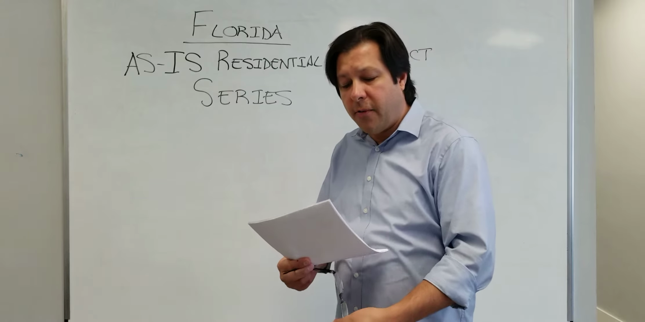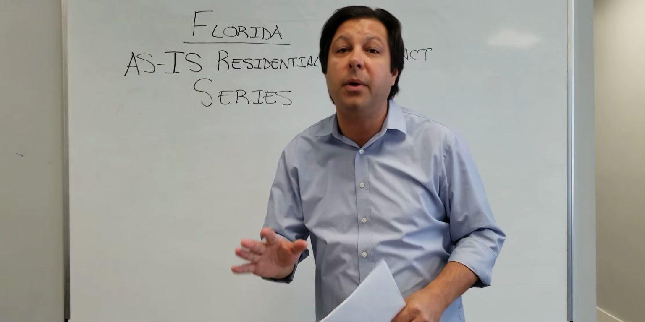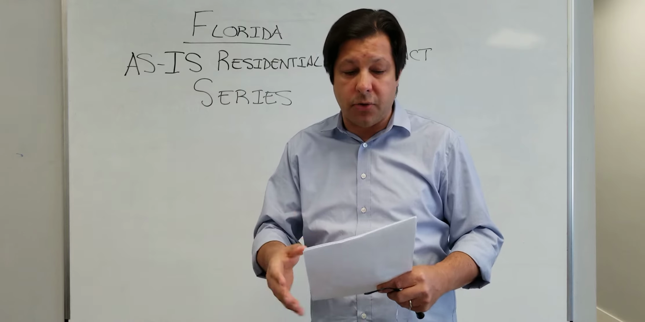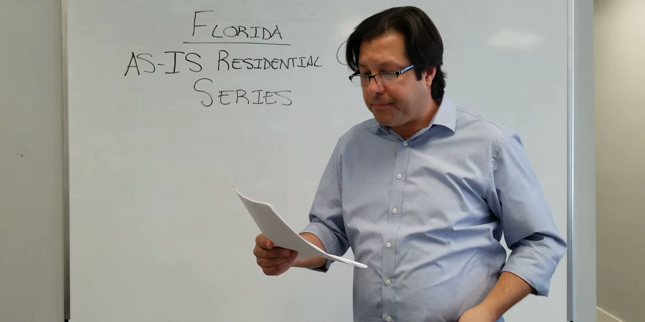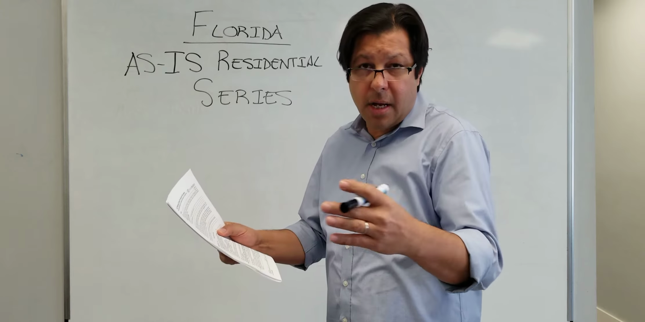So today I'm going to start off with a very basic part of the contract, something that all real estate agents need to be familiar with, because this is how you start off a contract. This is paragraph 1. It starts off as parties. It's really simple. Line 1 is parties. You've got seller and you've got buyer.